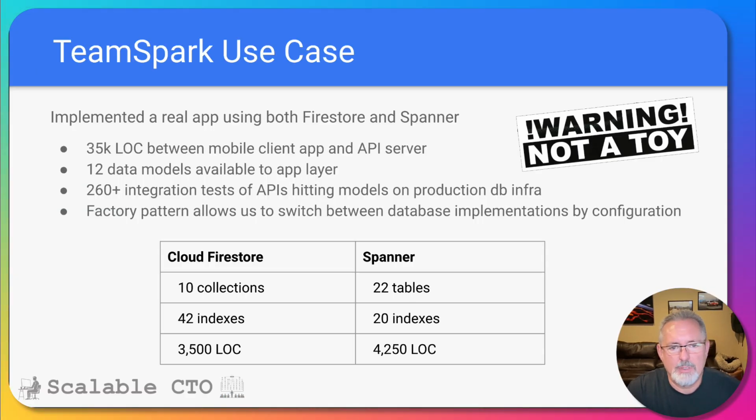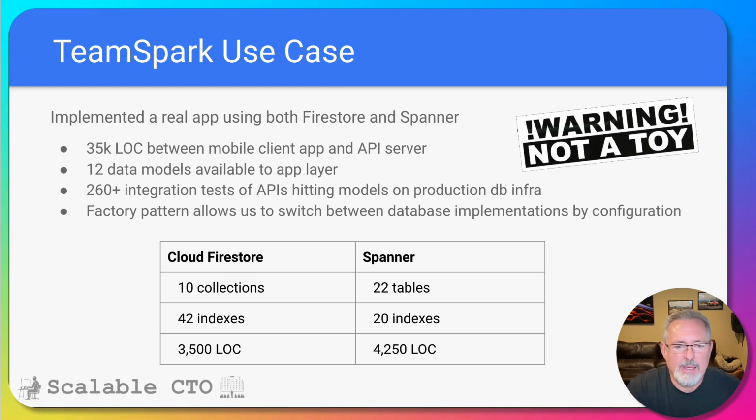So we have a real app that we implemented initially with Firestore and now with Spanner. It's not a giant app, but it is a full real app. It's 35,000 lines of code between the mobile client and the API server. It's 12 data models that we make available to the app layer. It's 260 plus integration tests, which are at the API server level, and they hit the models on production DB infrastructure. So the integration tests run directly on Firestore or Spanner in production.